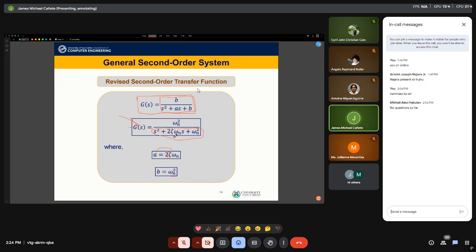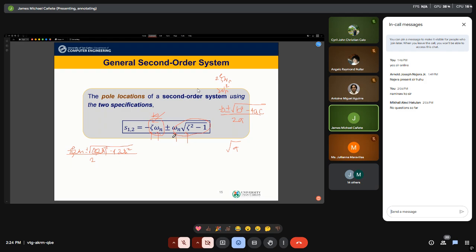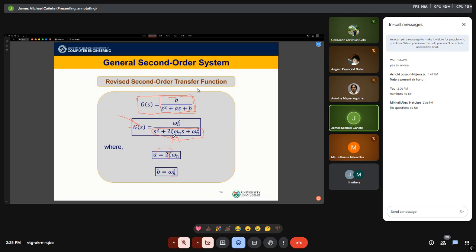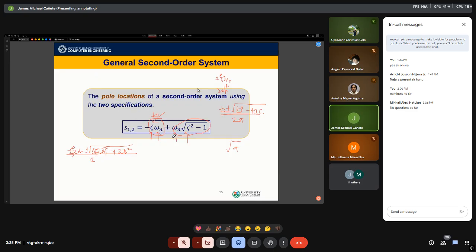And because of our understanding of zeta and omega sub n, we now have more ways to describe or define the 4 types of responses we learned earlier: critically damped, underdamped, overdamped, and undamped response. Hopefully in the coming slides you will understand the relationship between these two symbols and these four time responses. Furthermore, when we have the polynomial defined in zeta and omega n, using the quadratic equation, we can solve for the roots, and the formula is now this one.